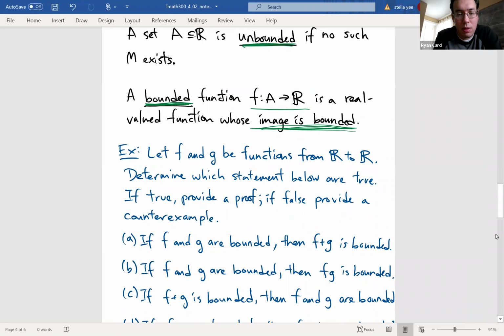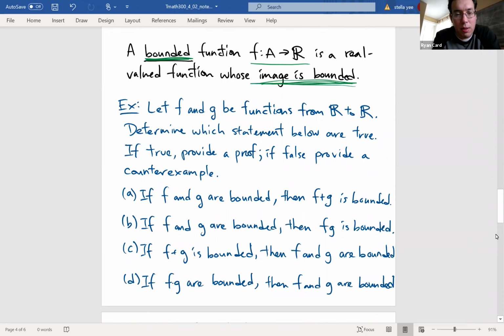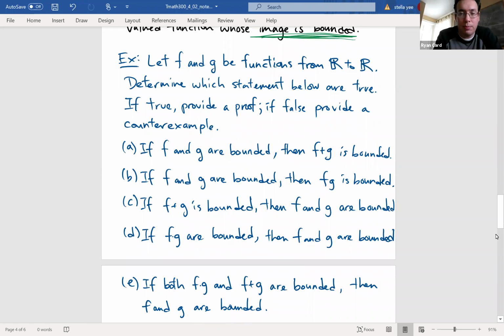Okay, sorry, it's a little bit long, so I'm going to scale it. Okay, so let's say you have two functions, f and g, and they're both real functions. We want to determine which of the statements below are true. If true, then provide a proof. And if you think it's false, provide a counterexample. So come up with an example where it's not true.